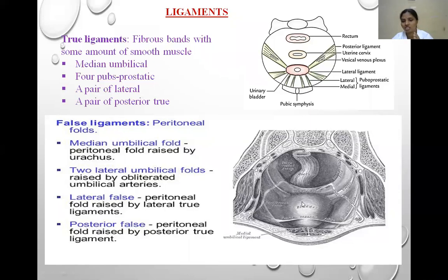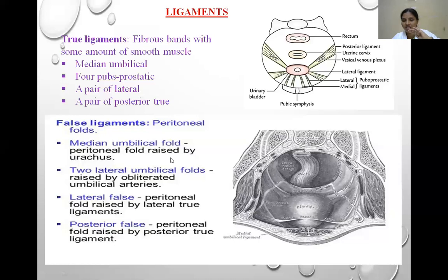So here the question is, why is the peritoneum folded? Because of the underlying important structure. Each and every fold contains an important structure beneath it. So what are those folds? Median umbilical fold and two lateral umbilical folds. Then lateral false ligaments, then posterior false ligament. So the median umbilical fold is covering the ligament beneath that.